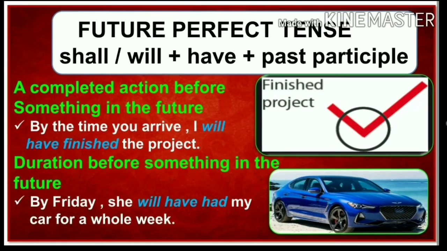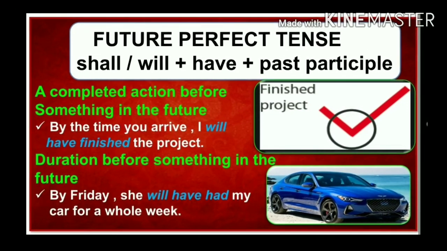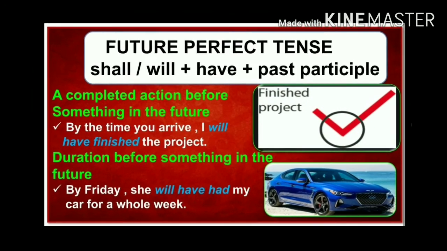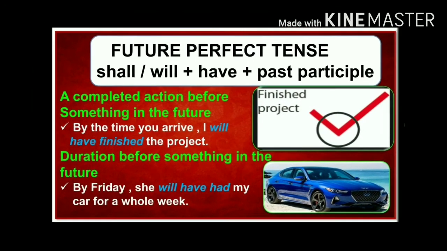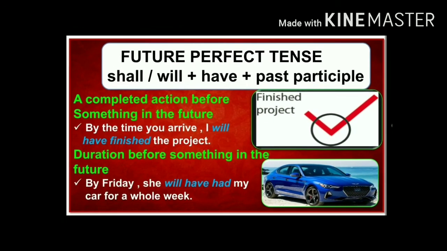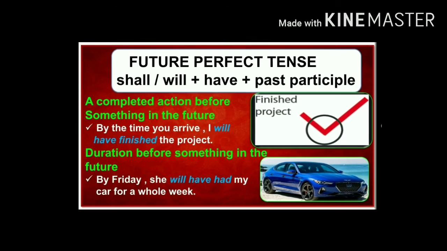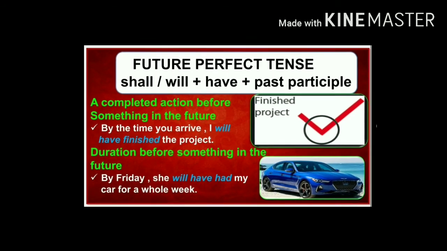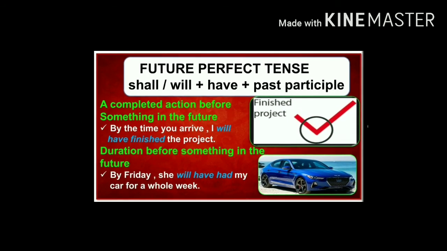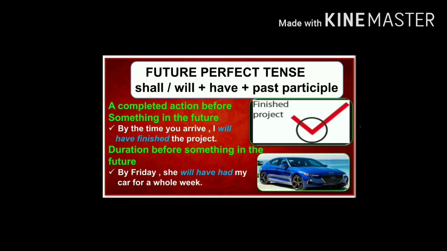Now we are going to see future perfect tense. The future perfect is a verb form or construction used to describe an event that is expected or planned to happen before a time of reference in the future. The future perfect tense is formed by using the verbs shall or will plus have plus past participle verb. We can use future perfect tense in 4 places.